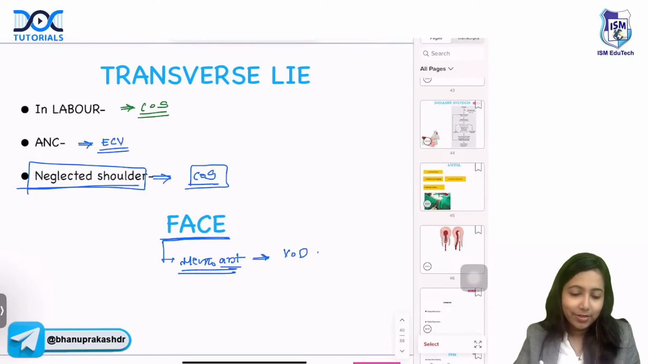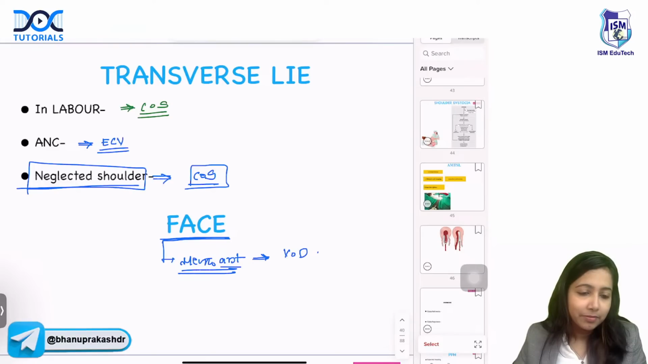Any comments? Till the external cephalic version, yes, cesarean section. Ritgen's and Piper's, how to differentiate, I'll show you that. I'll show you the forceps part.